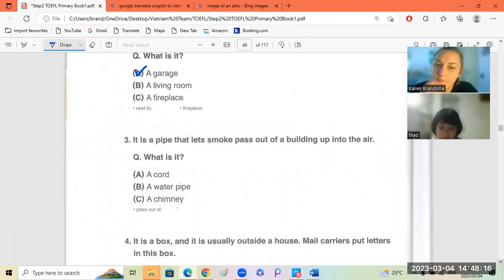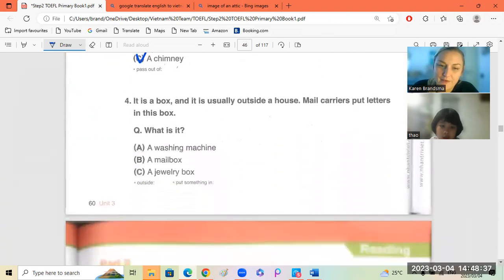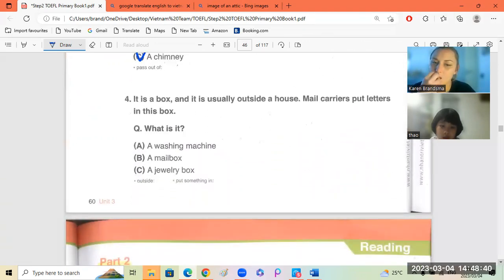It is a plant that lets smoke pass up into the air. Yes. Very good. Number four. It is a box outside the house that carries mail. A mailbox. Yay! Very good, Tom.